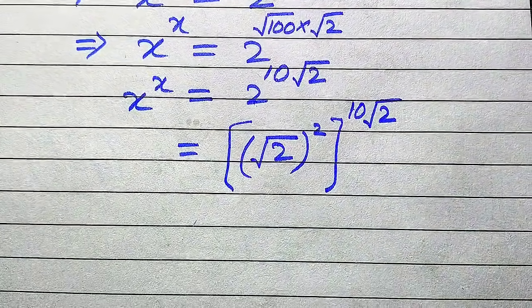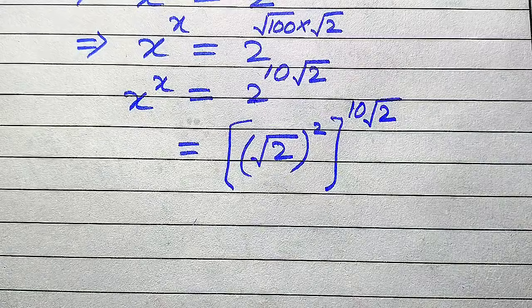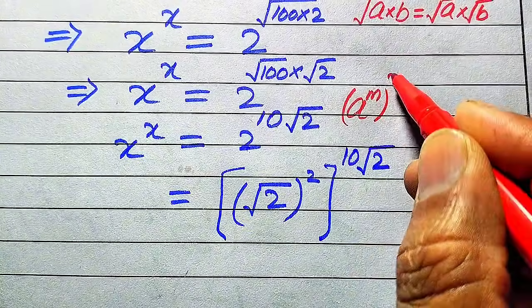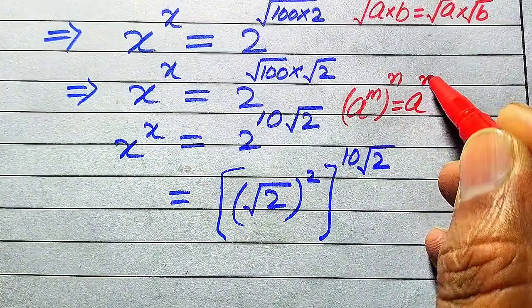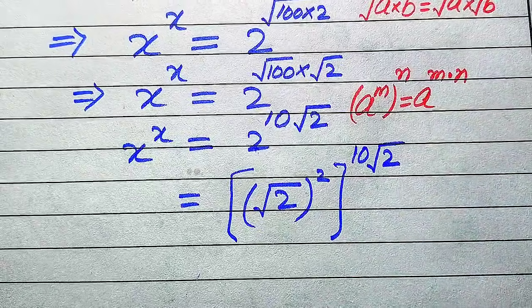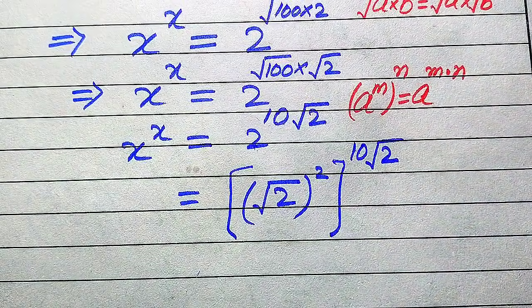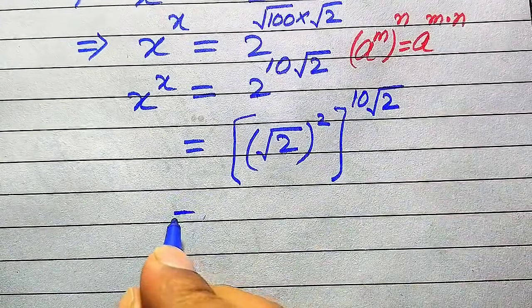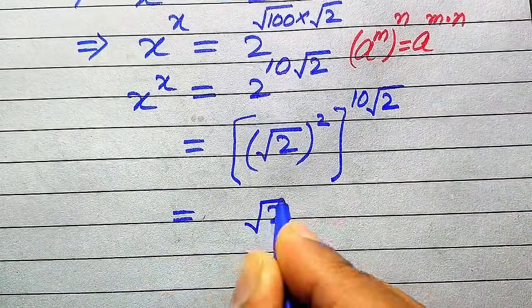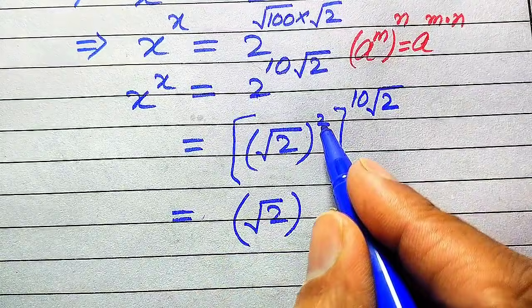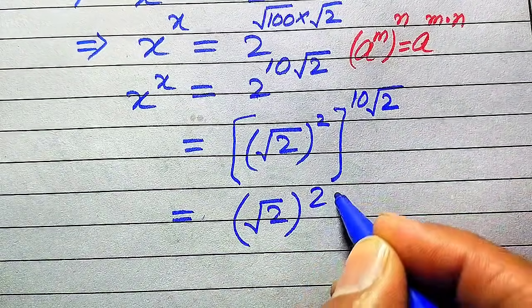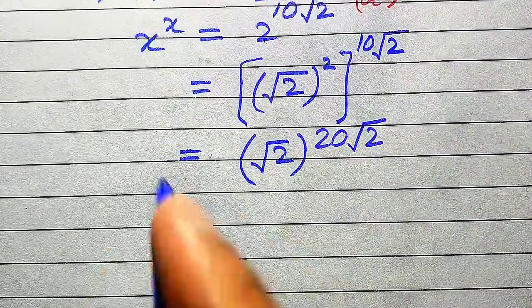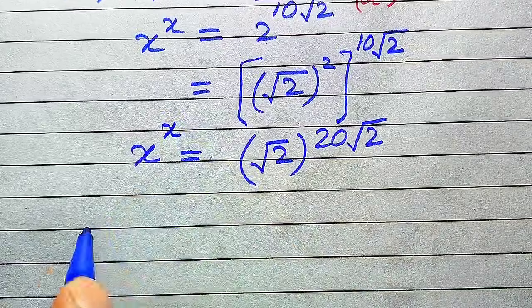And here we need to use the nice exponential law. You know this law: if we have a to the power of m to the power of n, it is equal to a to the power of m multiplied by n. So according to this exponential law, we need to multiply these two exponents, and it will be written as square root of 2 and its whole exponent is 2 multiplied by 10, which is equal to 20 times the square root of 2. And on the left hand side we have x to the power of x.